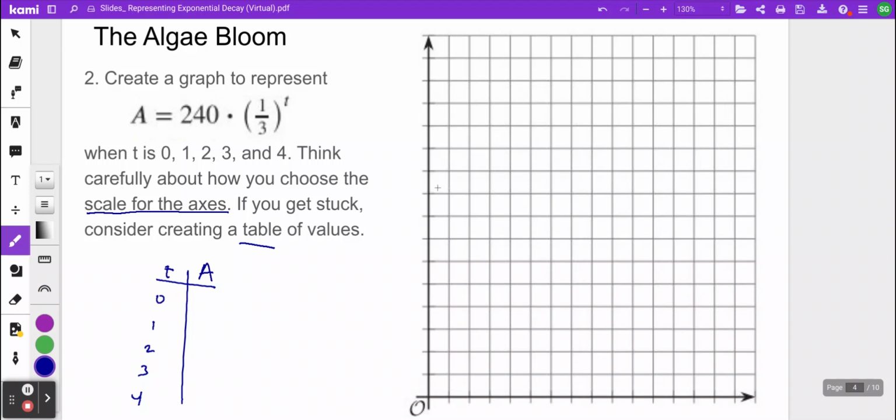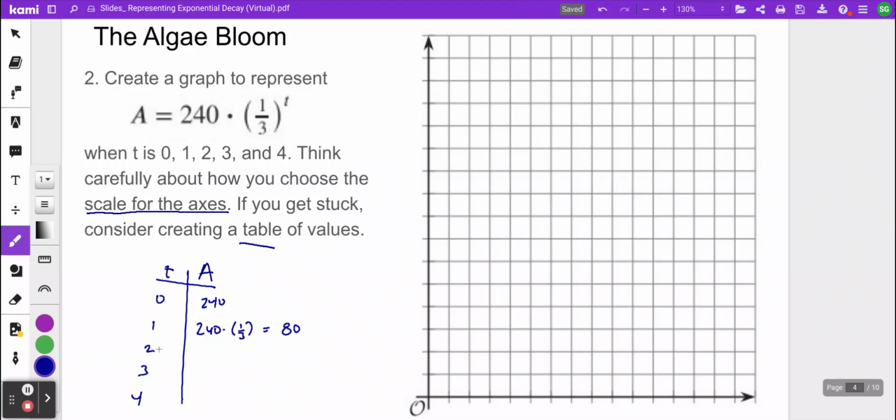Before I start my graph, I'm going to create my table because it's going to show me what numbers I need on my graph. Now, we had mentioned on that previous slide that the starting amount, so that's time equals 0, the starting amount is 240. I don't even have to do any math for that. I'm just getting that from my equation. After 1 week, I need to figure out what 240 times 1/3 is. And so when you calculate that, that's going to give us 80.